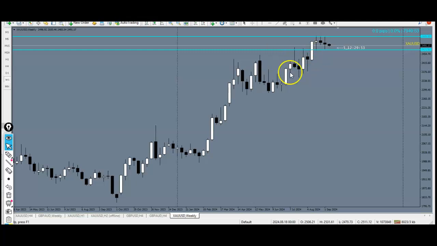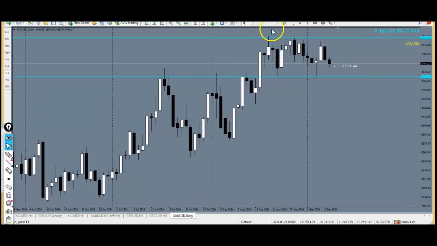Let's just wait and see what it will do. If you're trading only the weekly chart, let's wait and see what it will do here. Okay, let's look at the daily chart. So the daily chart, let me mark the last daily high and low.